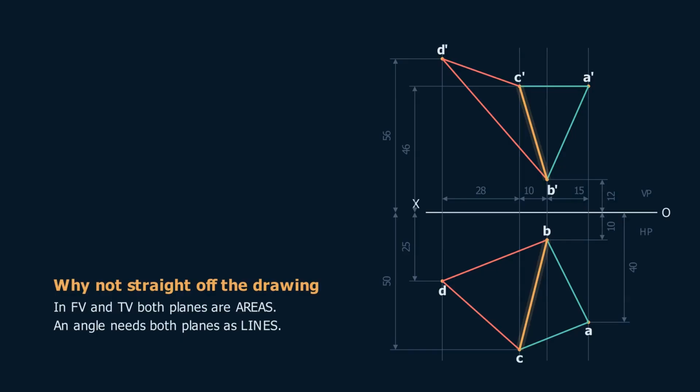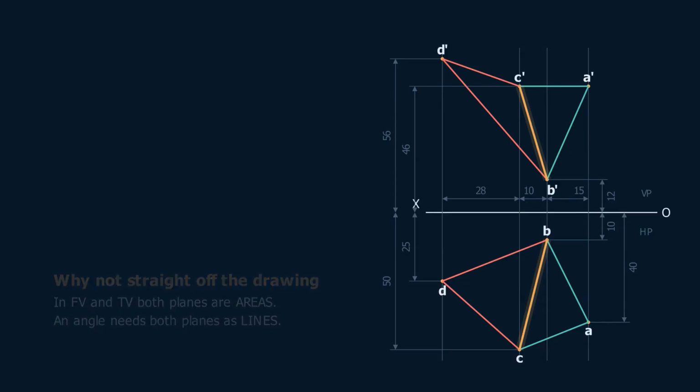In the front view both planes still look like areas, triangles. In the top view, the same. An angle between 2 planes can only be measured when both planes have shrunk to straight lines. So our whole job is to find the one view in which that happens.